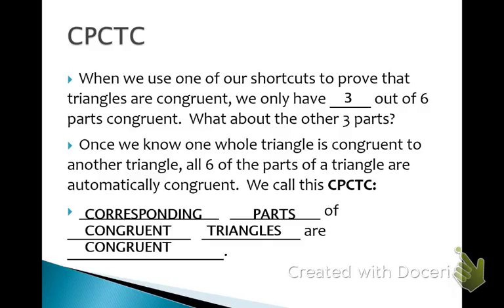Once we show the triangles are congruent by the shortcut, then we know that all 6 parts of both triangles are congruent, even though we haven't marked or we're not given that some of them are. We call this, saying the other parts are congruent, CPCTC. You'll need to memorize those initials because you'll use it a lot in proofs.